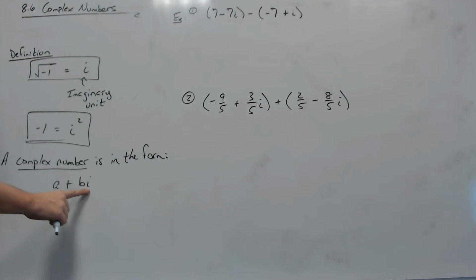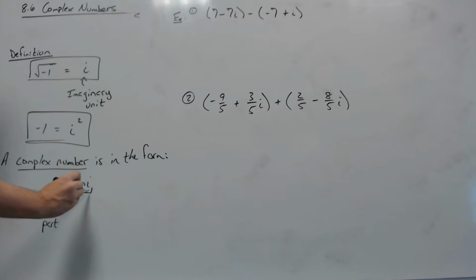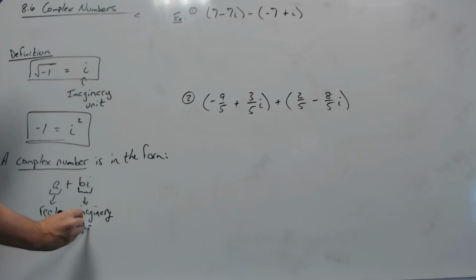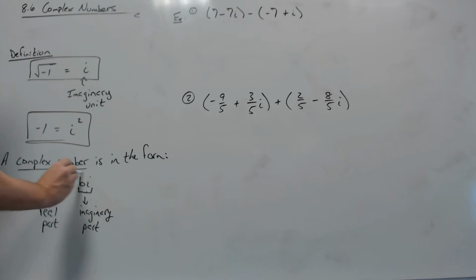So it has an imaginary part in it, and that's actually what we call it. The part that doesn't have an i to it is called the real part. And the part that is attached to the i, well actually the whole piece, is called the imaginary part. And that's all we really need to know about what a complex number is. They all take that form.